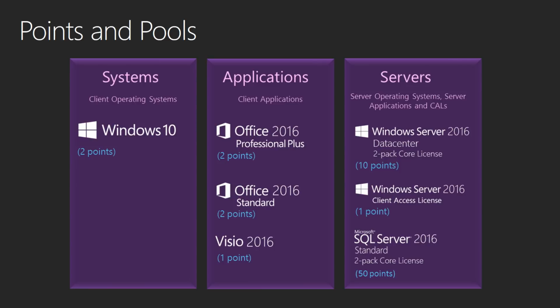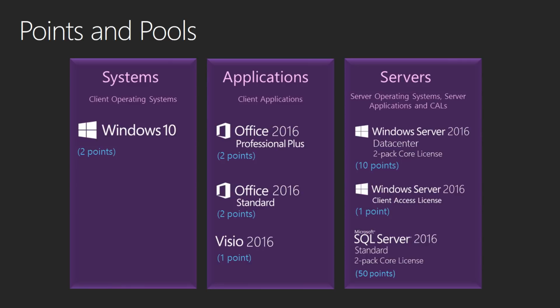There are 3 pools, and they're listed on the slide. The systems pool is for client operating systems only, so Windows. The applications pool is for client applications, so you can see here I've got Office and InfoPath as examples. And then all the server stuff, that's the server operating system, the server application, as well as the CALs, goes into the servers pool.